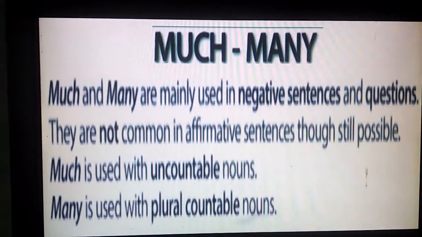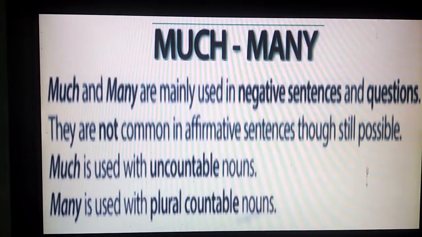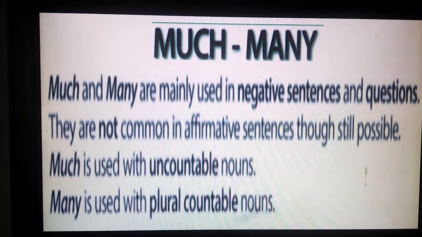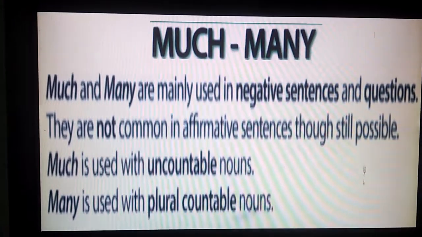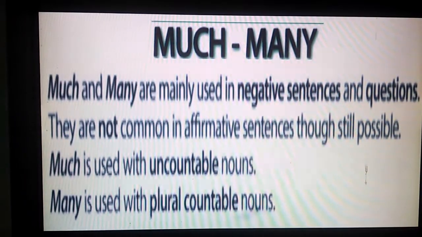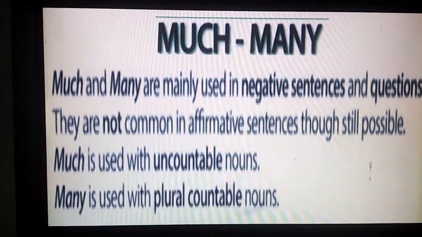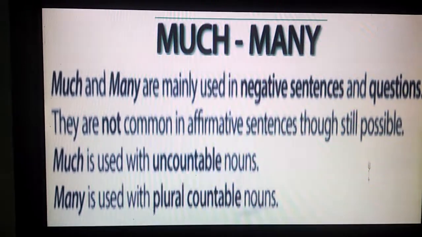Much and many, these are quantifiers, and these are mainly used in negative sentences and questions. They are not common in affirmative sentences, but even so it is possible that we can use much and many in affirmative sentences also. Now, much is used with uncountable nouns and many is used with plural countable nouns.